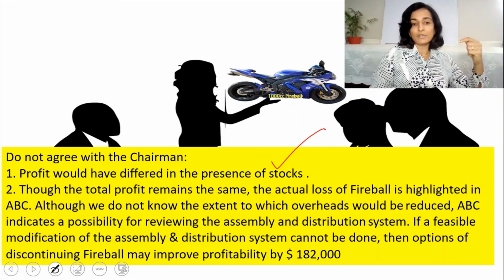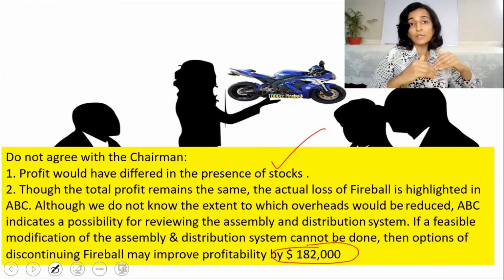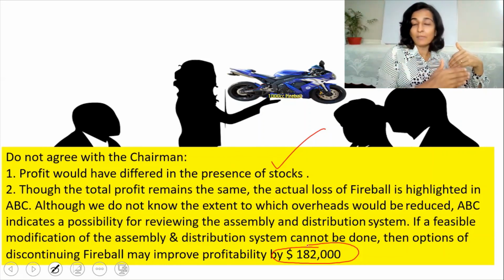If a feasible modification of the assembly and distribution system cannot be done, that is, if we fail to review the system to our advantage, then the option of discontinuing Fireball may improve the profitability by $182,000. Why is it improving by $182,000? Because if you discontinue Fireball, we assume that the loss that Fireball incurred under ABC can be removed. So in the board meeting discussions, whatever has been discussed are the advantages and disadvantages of ABC. So any type of analysis can be handled if you know the advantages and disadvantages of ABC. So we are finally done with the question.